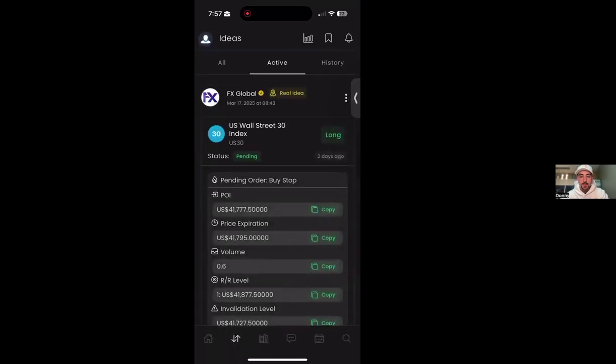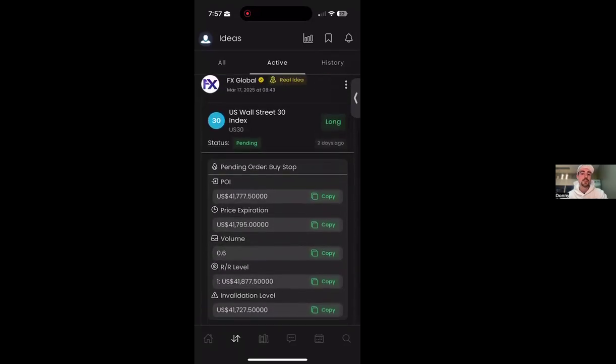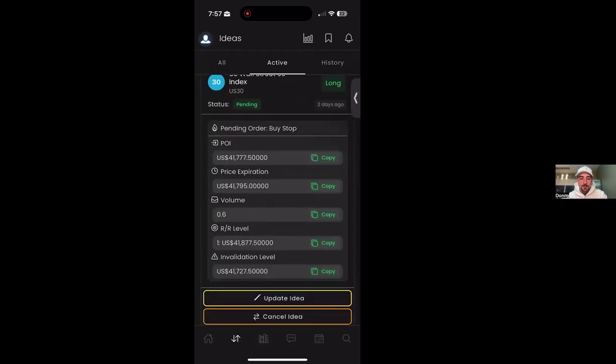So this was an example from 2 days ago. This is no longer relevant, but this is what a trade idea looks like. Okay. So it'll give you the parameters to enter. POI is your entry, point of interest. Price expiration. So if price were to get to this level, the trade is no longer relevant to execute. You have the risk reward level, volume.